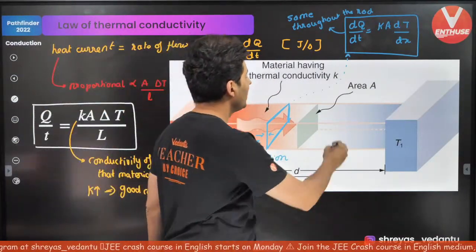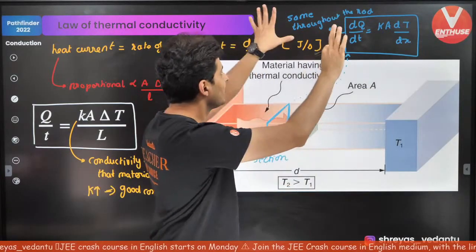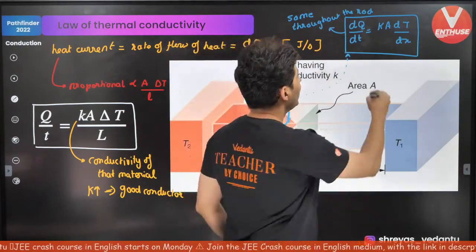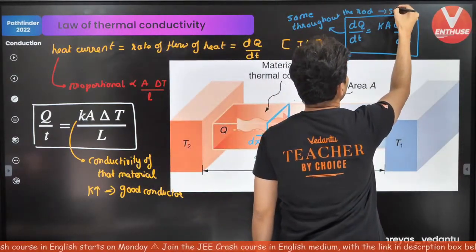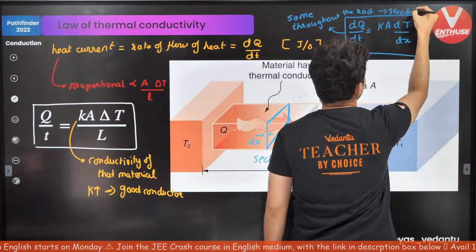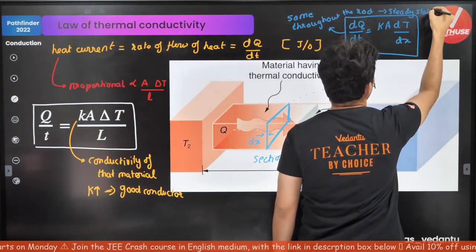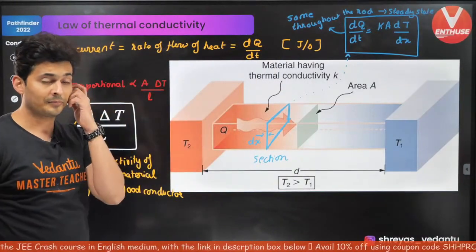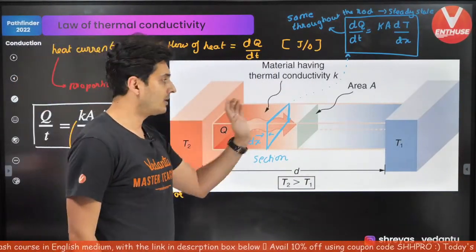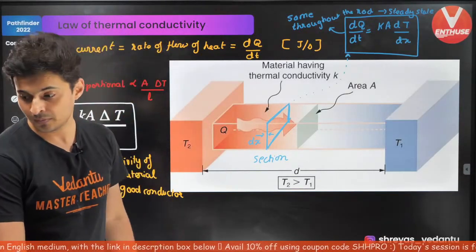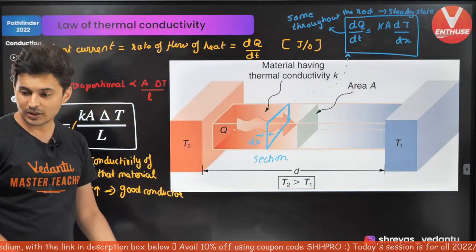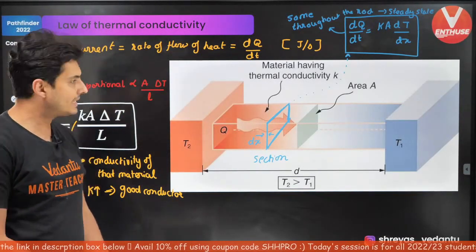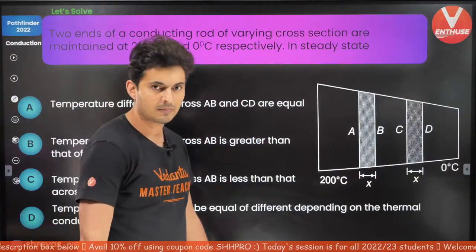Okay, very, very important. So all this is happening. This state, when it is same throughout the rod, is also called the steady state. Keep this in mind. Very, very important things that you are learning over here. Perfecto. Got it? Amazing. Let's see some questions based on this.